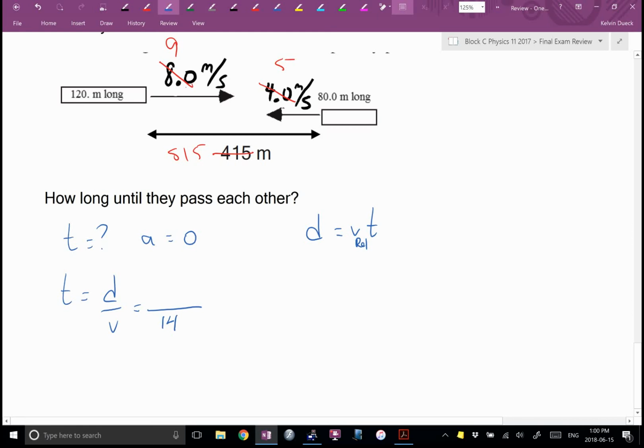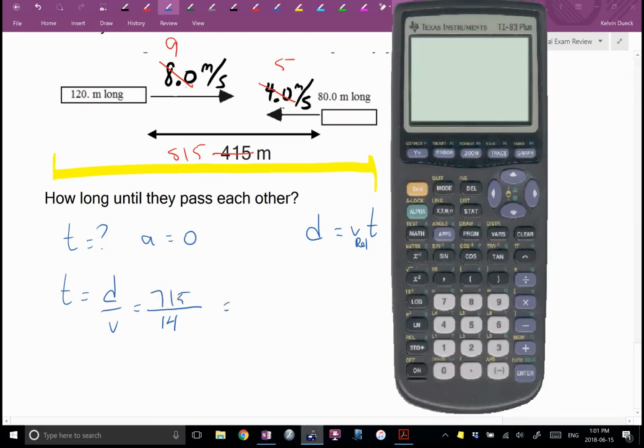What's the distance for them to completely pass each other? We would say they have to travel that entire distance. The back end of the first train has to pass the back end of the second train. And so the total distance would be 120 plus 515 plus 80. 120 plus 80 is 200, so the total distance is going to be 715. So how long will it take? Try that again. 715 divided by 14. 51.1 seconds.